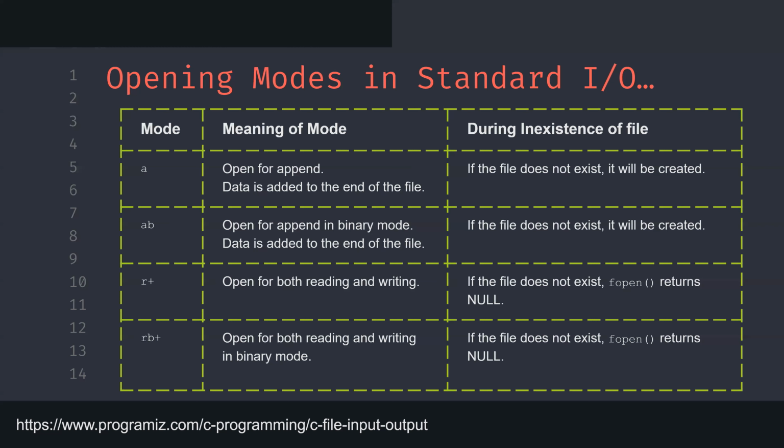So r+ here is for both reading and writing, and rb+ means binary format, but for both reading and writing.